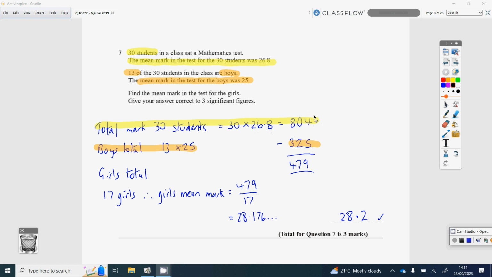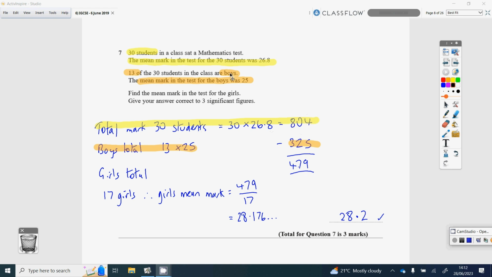Now, we're much more familiar with doing it the other way. If I said to you that the total mark was 804 and there were 30 students, work out the mean, well, we would do 804 divided by 30 to get 26.8. This is just going the other way. So we've got 30 students with a total mark of 804.